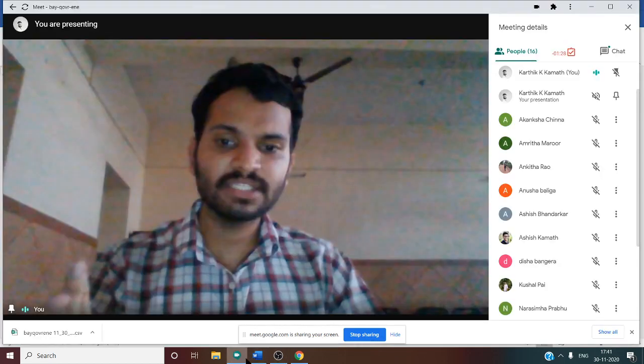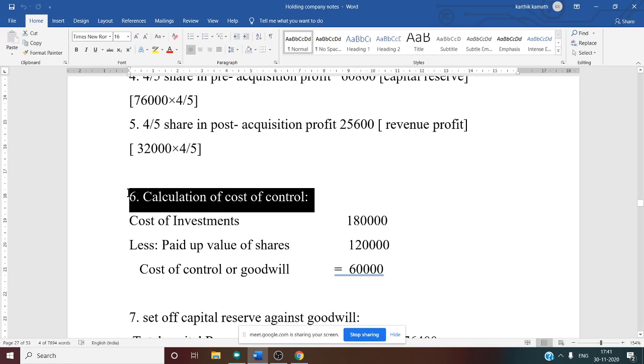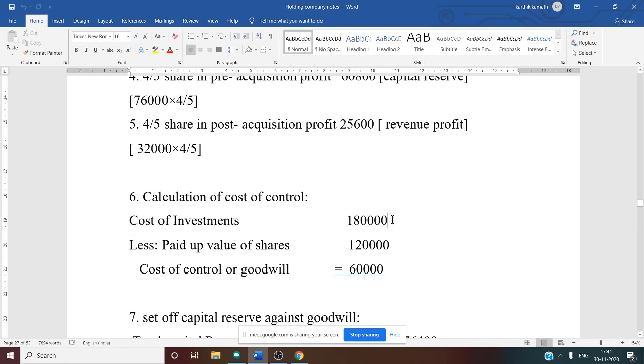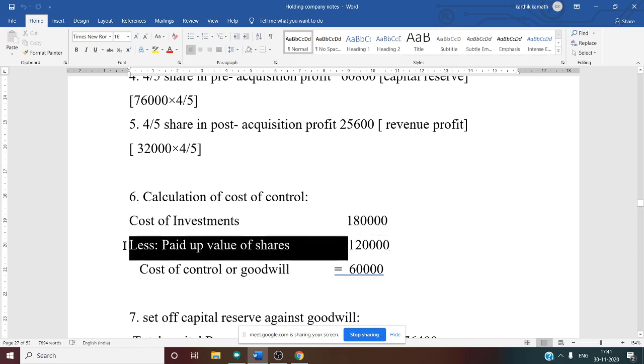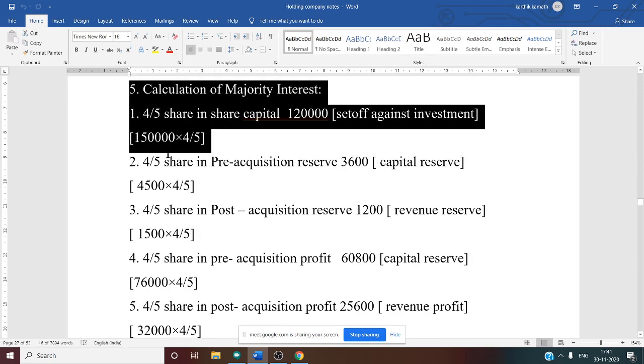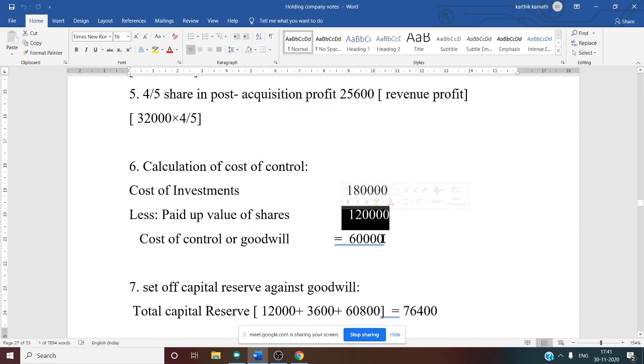So now next working note is calculation of cost of control. We have already discussed what is the investment made. This investment made is given in the balance sheet, on the asset side. Holding company's investment is 1,80,000. You have to deduct the paid up value of the share from the cost of investment in order to get cost of control or goodwill. Paid up value is nothing but the majority interest first point answer, that is 1,20,000. Goodwill is nothing but 1,80,000 minus 1,20,000, 60,000 is our goodwill.